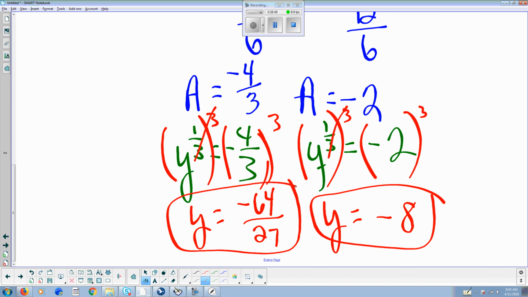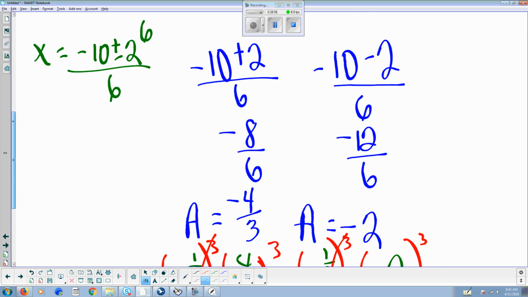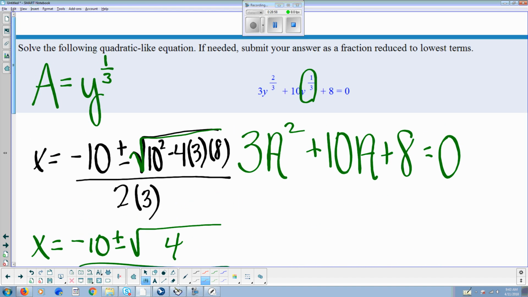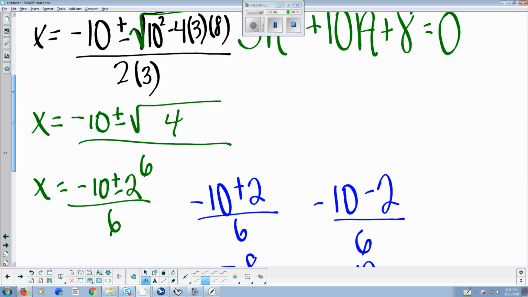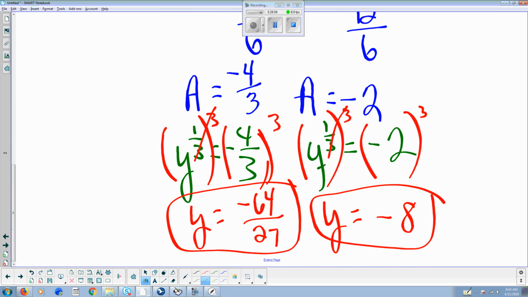I did raise both sides to a power. It is sometimes possible to introduce extraneous solutions when we're raising to a power. Let's see what the original problem said in the directions. It said, solve, if needed, submit your answer as a fraction reduced to lowest terms. Let's go back here.